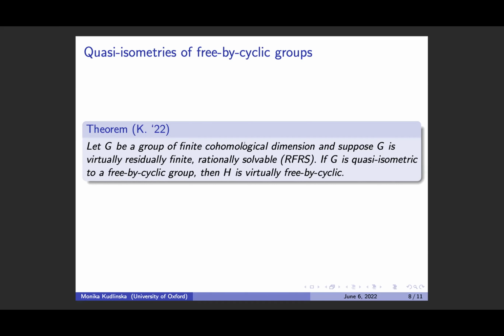So I probably should have mentioned this before. When I say something's virtually something else, it means I can take a finite index subgroup that satisfies this property. Okay, so this theorem basically is saying that the class of free-by-cyclic groups is QI rigid in the bigger class of groups of finite cohomological dimension, which are virtually RFRS. So it's not really answering the question from my previous slide, but it's giving some evidence towards this question being true, at least for these groups.